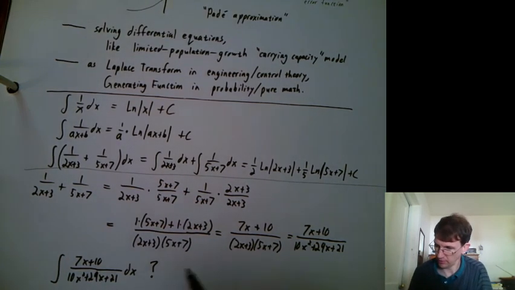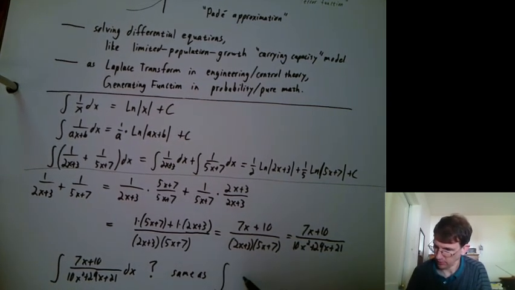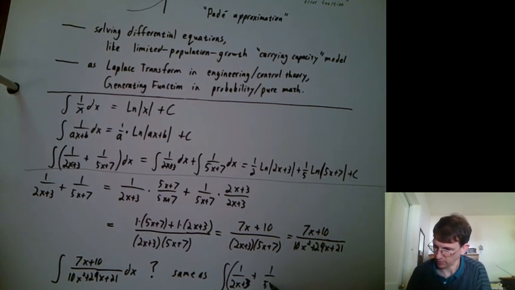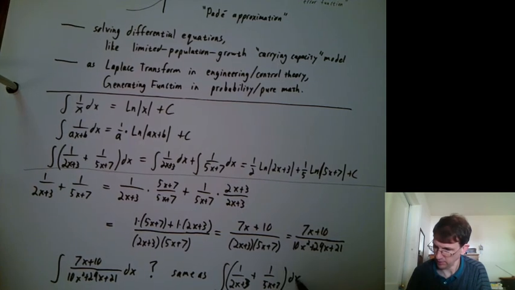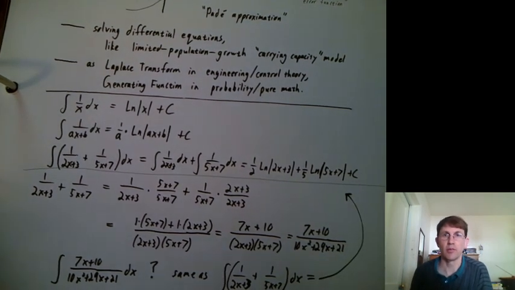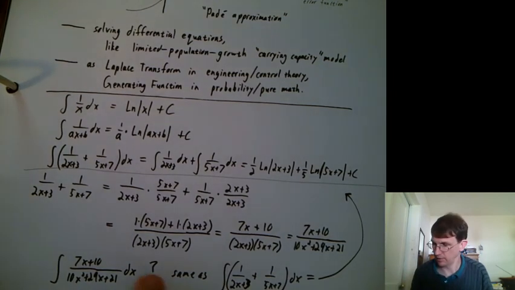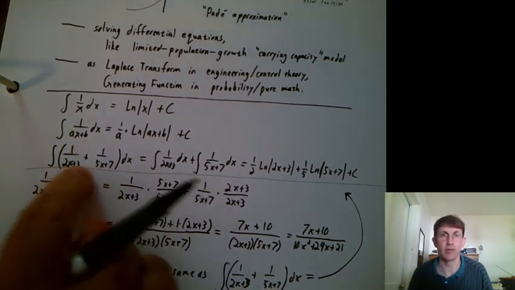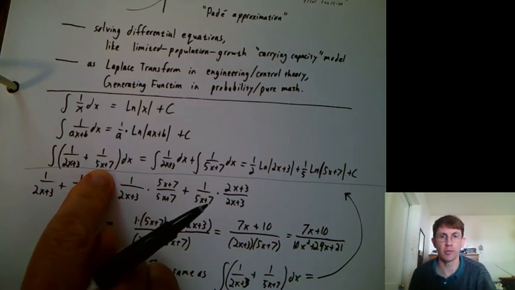So just to write that down, this would be the same as the integral of 1 over 2x plus 3 plus 1 over 5x plus 7 dx, which is equal to what we had up there. So the method of partial fractions is breaking this into that sum, and that's what we'll talk about in the next video.